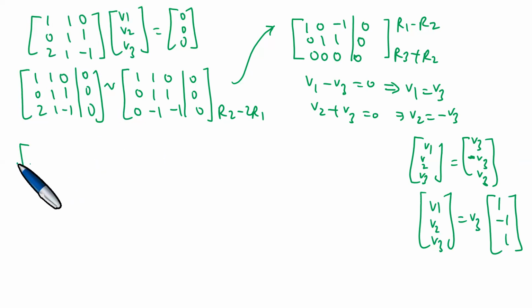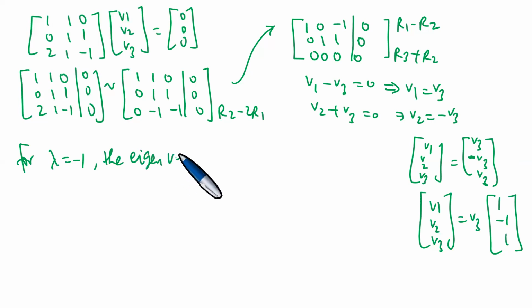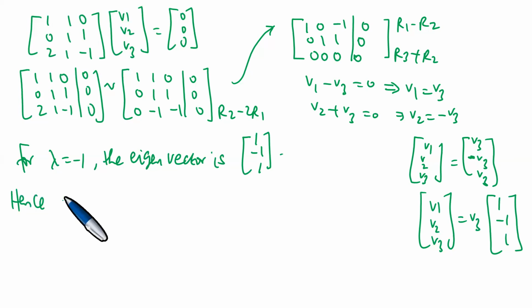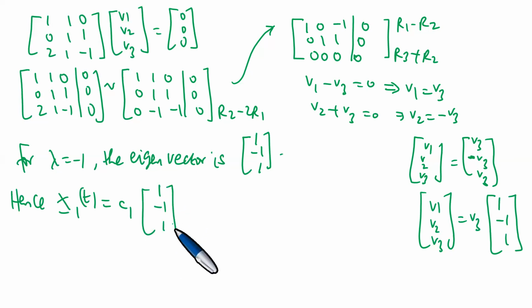And then the eigenvector for lambda equals minus 1 is 1, minus 1, 1. Hence x1 of t is c1 times 1, minus 1, 1 times e to the minus t. It's one of the solutions x1(t) associated with lambda equals minus one.